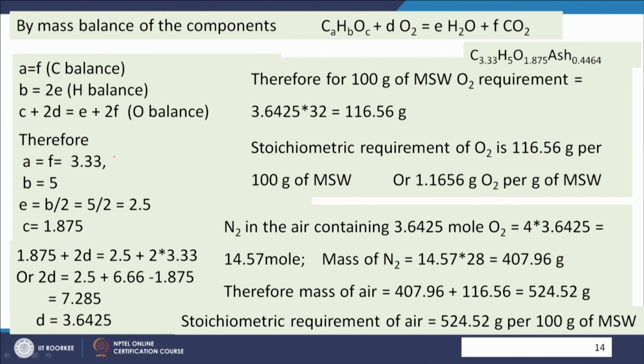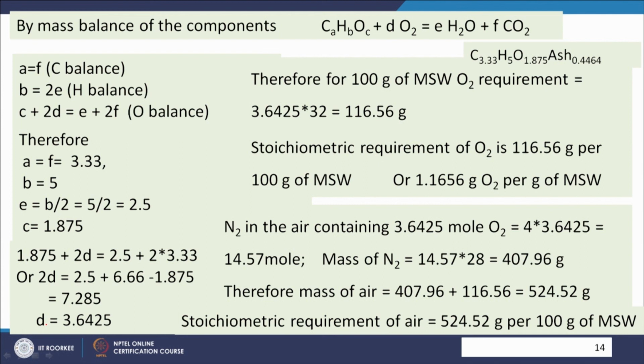Now, B equal to 5. So, E equal to 5 by 2. So, 2.5 and C is equal to 1.875 already we have got. So, these expressions we will put these values: 1.875 plus 2D equal to E, which is 2.5 already we have got, plus 2 into F, F is 3.33 we have got. So, then by rearranging we are getting 2D equal to 2.5 plus 6.66 minus 1.875. So, we are getting 7.285 or D is equal to 3.6425. So, now we are able to calculate the value of D.